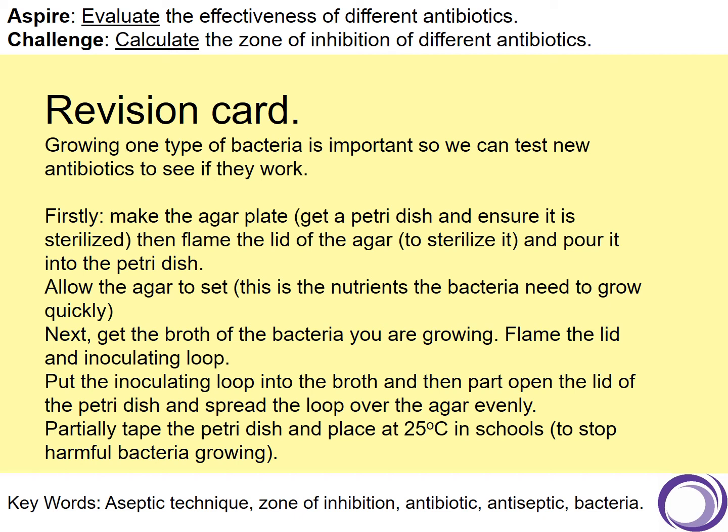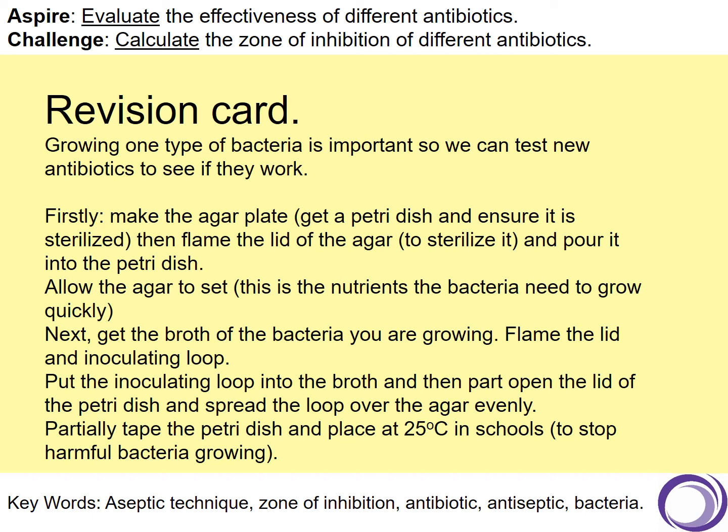In this case, it was E. coli that we used. Flame the lid of that just to make sure we're not cross-contaminating and we've not got any other bacteria on there. And flame the inoculating loop. That was that piece of wire. And that again will kill any bacteria that might have been on there previously. Put the inoculating loop into the broth and then part open the lid of the petri dish, don't open it fully, and spread the loop all over the agar evenly.